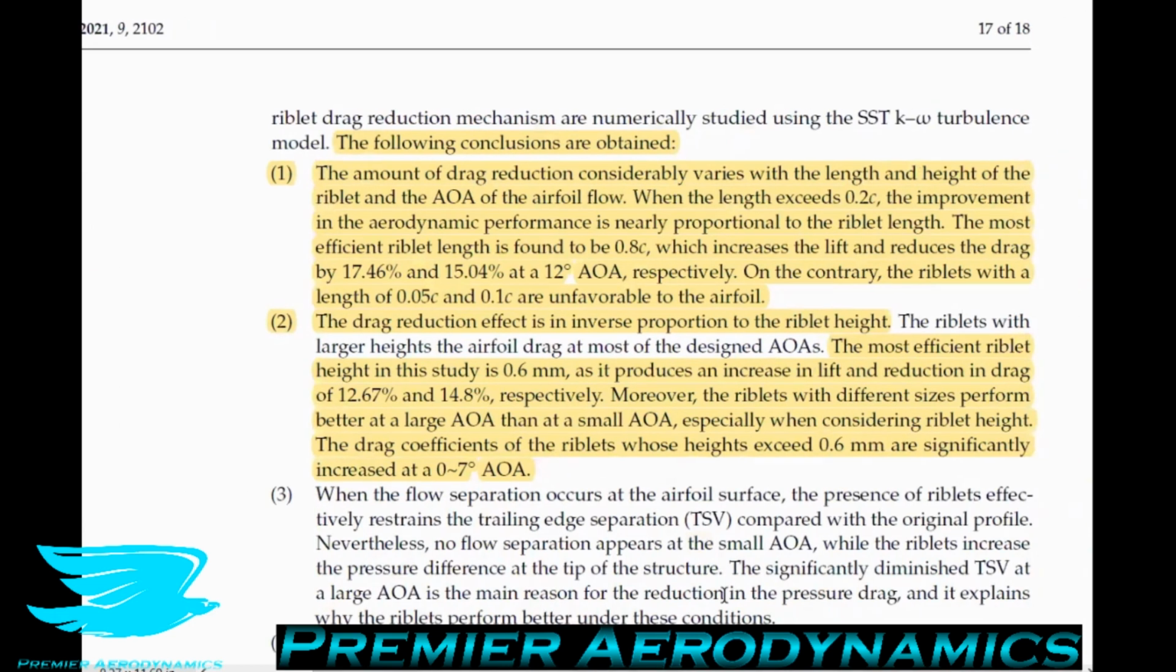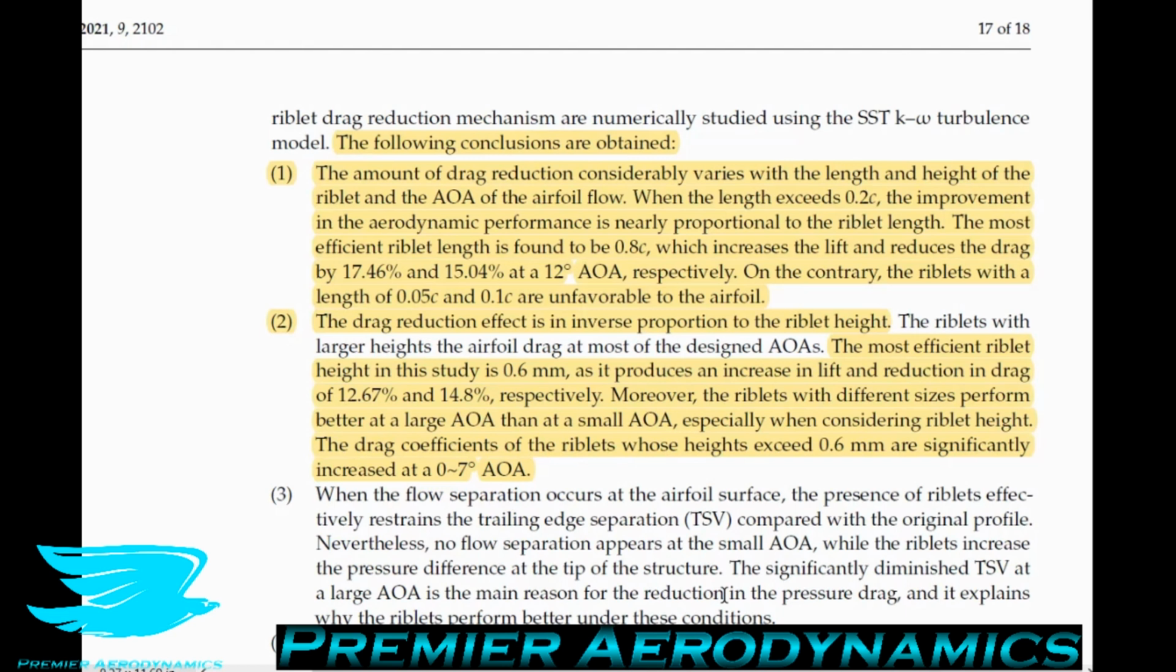First, the amount of drag reduction considerably varies with the length and height of the riblet at the angle of attack considered. And they also change compared to considering the angle of attack. So when you change the length and height of these riblets, the lift coefficient increases and the drag coefficient changes, and they also change with angle of attack change.